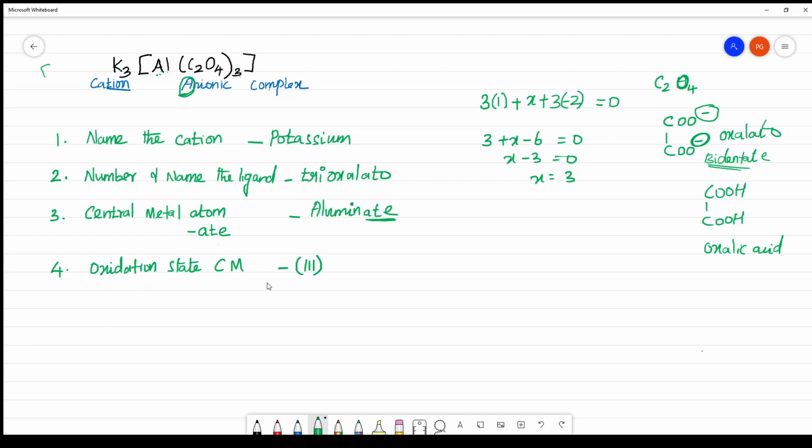Calculating the oxidation state, now name the compound. What is the final name of this? It is potassium. You should not leave a gap when writing the complex. Potassium, tri, oxalato, aluminate, and finally 3, the oxidation state of aluminium. This is the name of this complex.